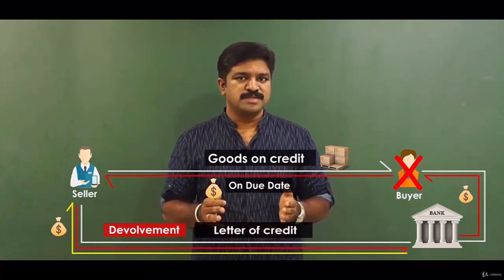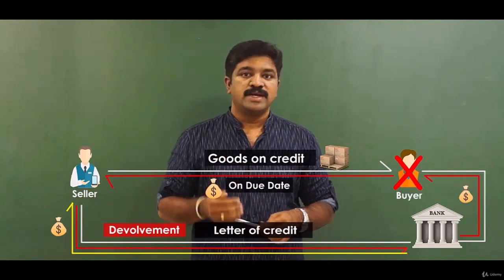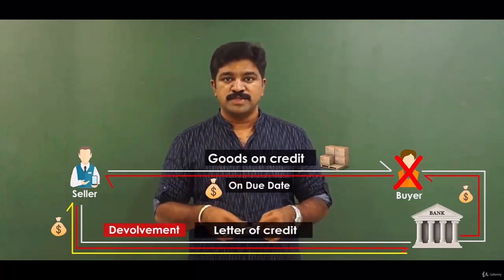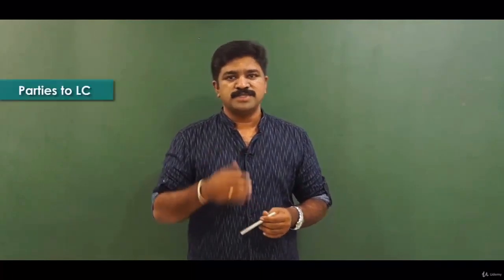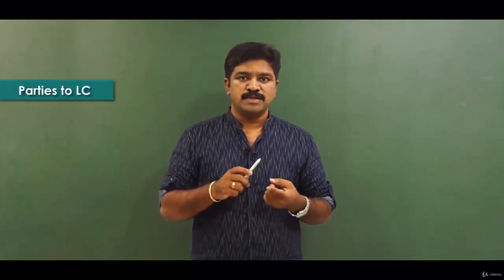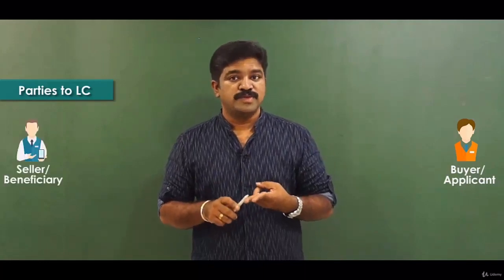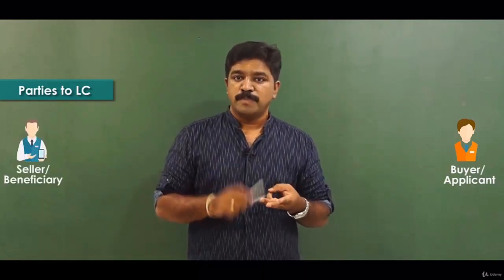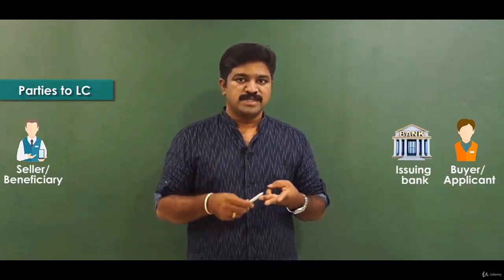So this mechanism is nothing but LC mechanism, and it promotes trade. It helps various transactions to take place. Okay, so this is about LC. And who are the parties generally involved in LC? Number 1, the buyer, we call him as applicant. 2, seller, we call him as beneficiary. And number 3 is the bank of the buyer, that is the LC issuing bank. Okay, we call it as LC issuing bank.